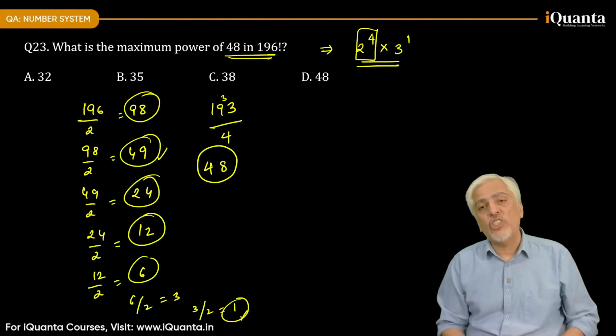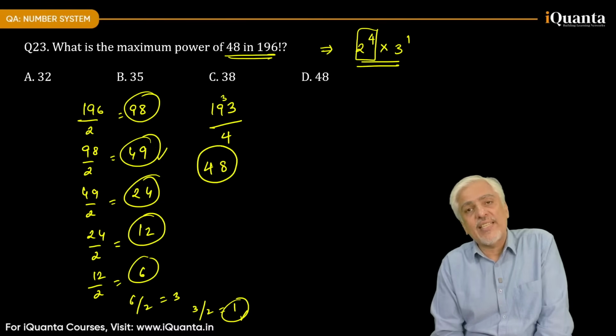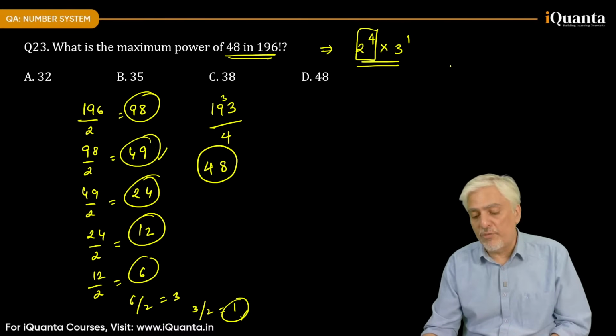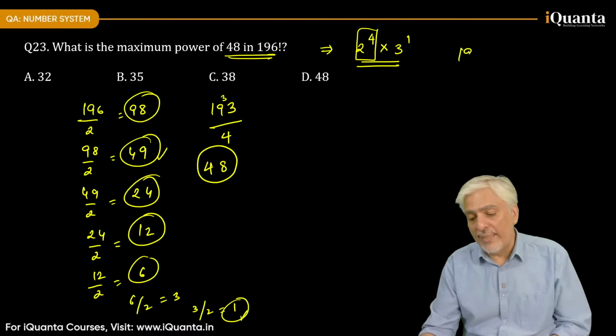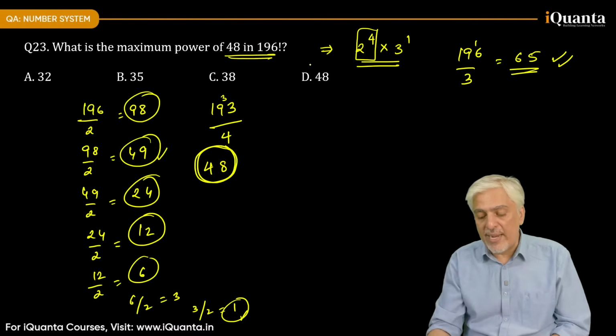Now, do you want to check for 3 or do you think it is good enough? 48 से तो ज़्यादा ही आएंगे. Number of 3s will definitely be more than 48. You can check only one step. 196 divided by 3 itself is more than 60. It's like 65 plus. This is more than 60. So this 48 is good enough, which means my answer is 48.